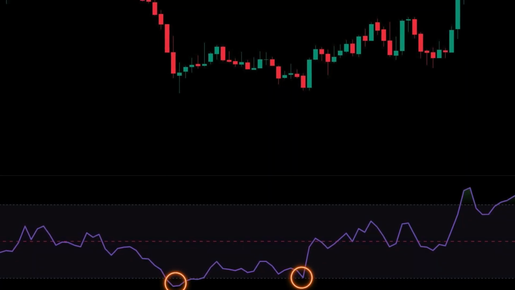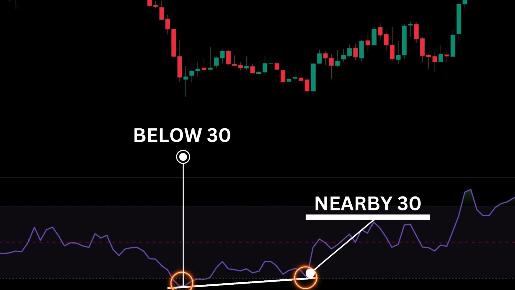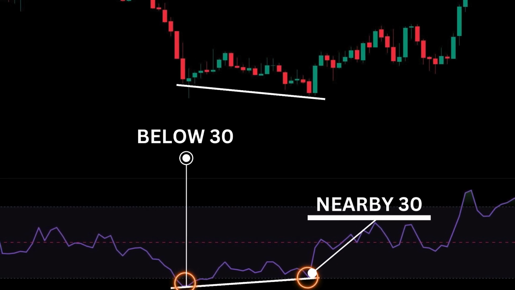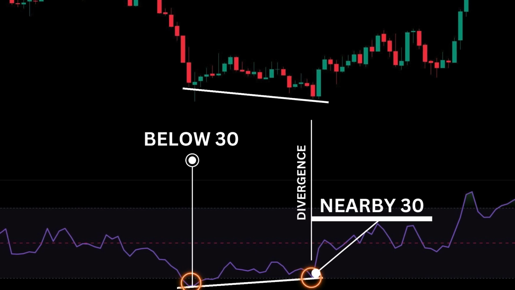Here is what I mean. On this chart, around these 2 points, RSI is showing divergence. Traditionally, this is not a valid divergence, but in spite of that, the price reversed. That is because of key levels.